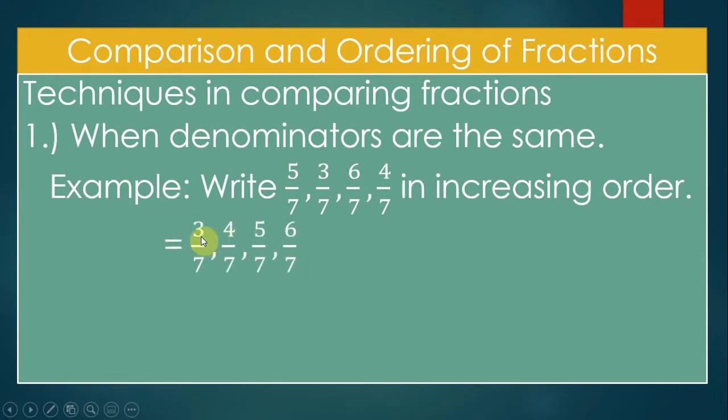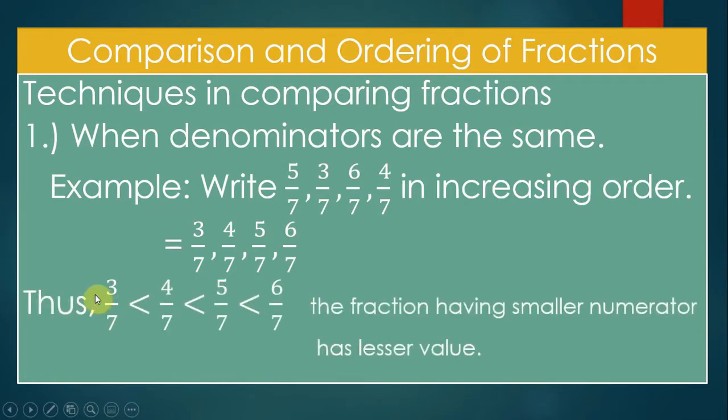So you will arrange the numerators according to their value. They both have 7, so 3, 4, 5, 6, from the least down to the greatest, increasing order. Thus, 3 over 7 is lesser than 4 over 7, and 4 over 7 is lesser than 5 over 7, and 5 over 7 is lesser than 6 over 7. So the fraction having the smaller numerator has the lesser value.